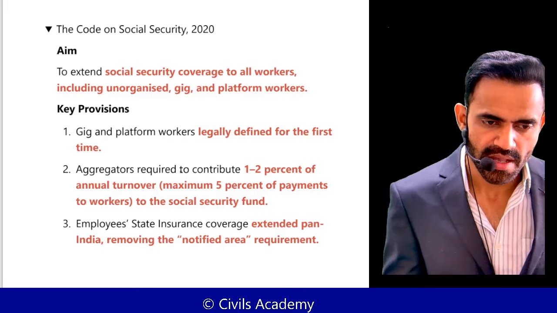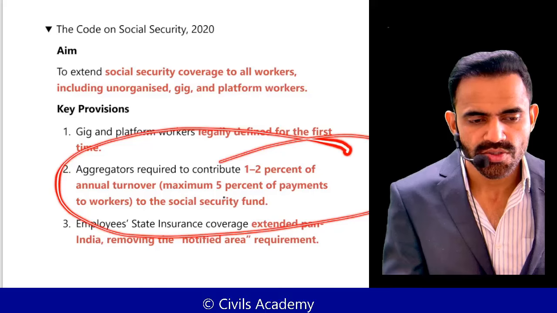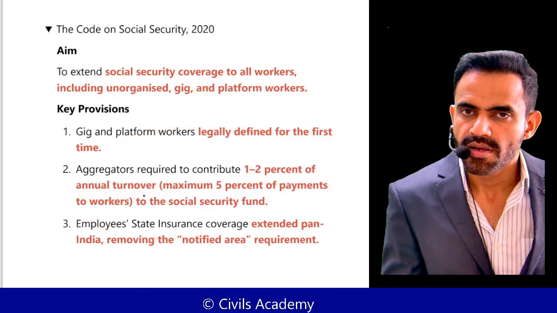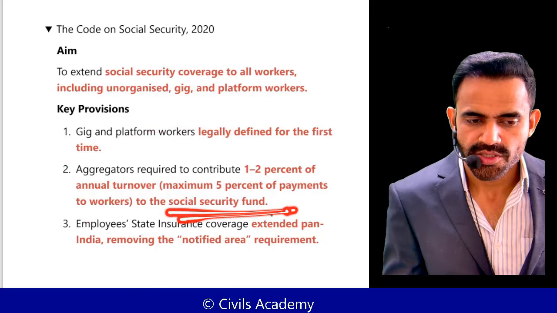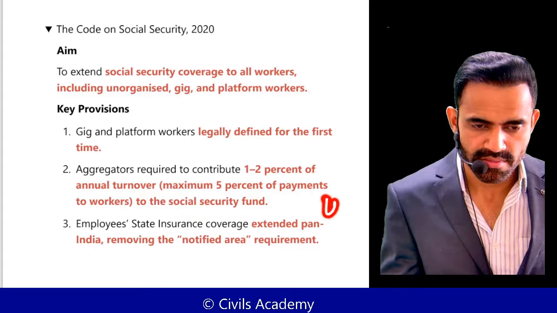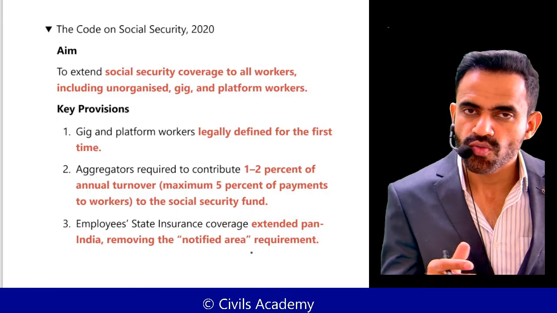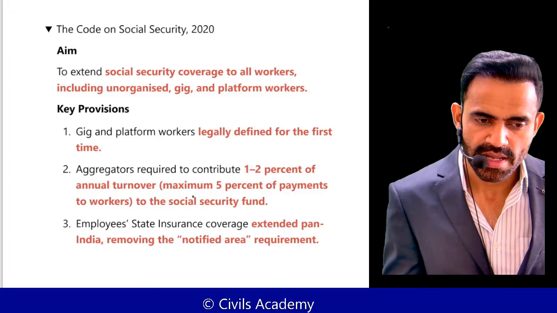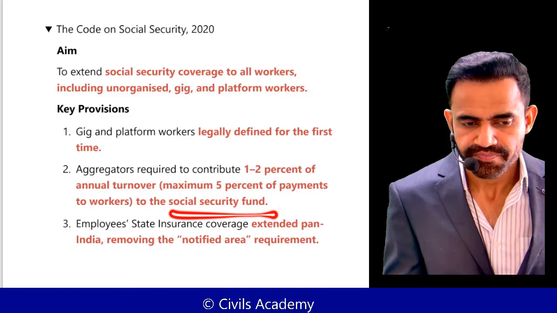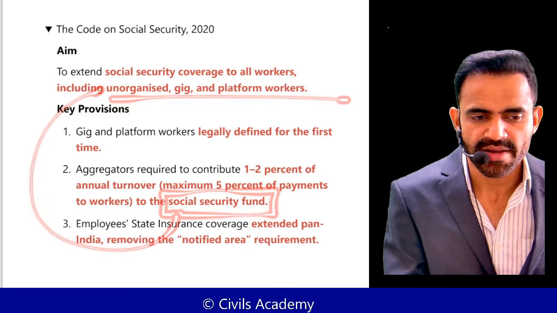Okay. So how to provide social security? There will be 1 to 2% of annual turnover that will be given into the social security fund. Who will pay this money? The companies. For example, Ola, Uber, Swiggy, Zomato, they are going to pay 1 to 2% of their annual turnover, and maximum 5% of the payment to the worker. Okay. This social security fund, this money will be utilized for the welfare of these people.